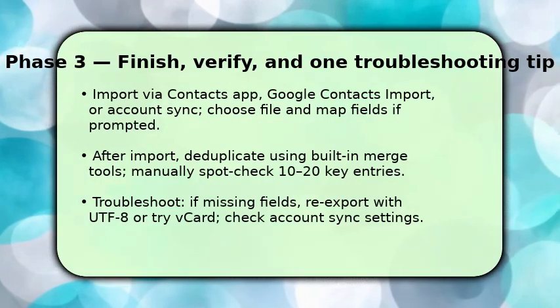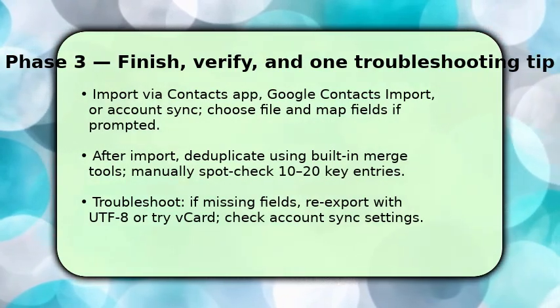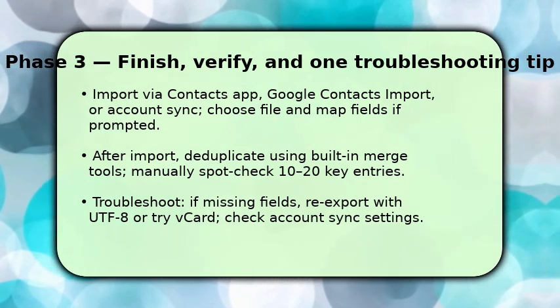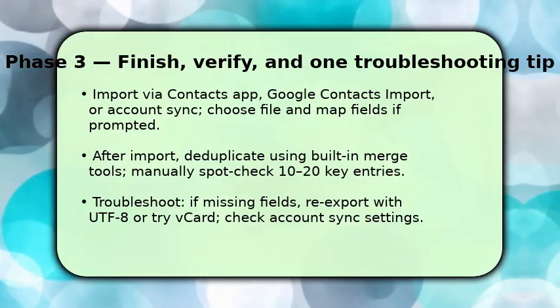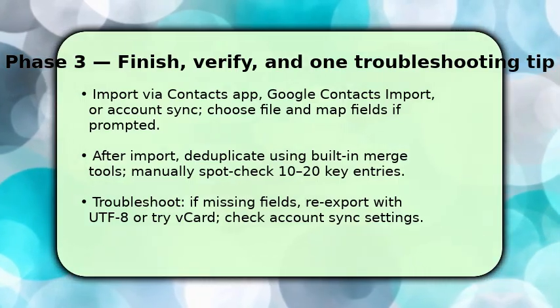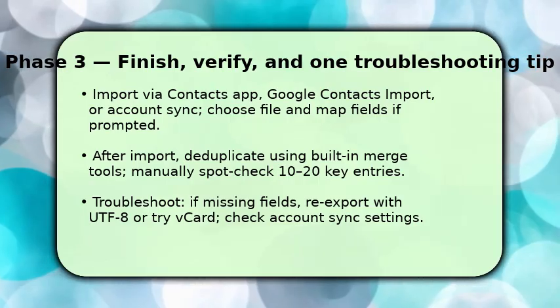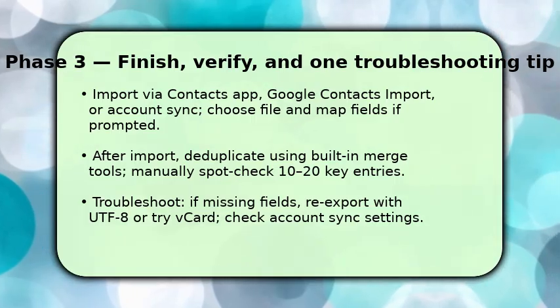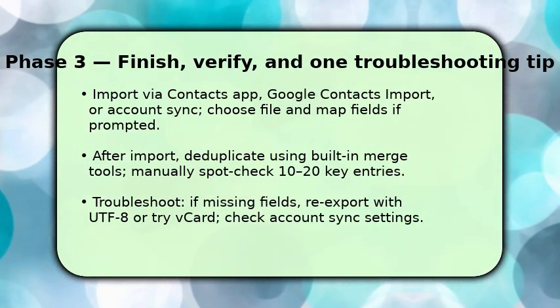Finally, import the file into the destination app or account. Use Import in Contacts or Google Contacts, choose the vCard or CSV, and map fields when asked. Once imported, immediately run the app's merge or deduplicate tool to avoid duplicates. You should manually spot check 10 to 20 entries to confirm phone numbers and emails landed correctly.